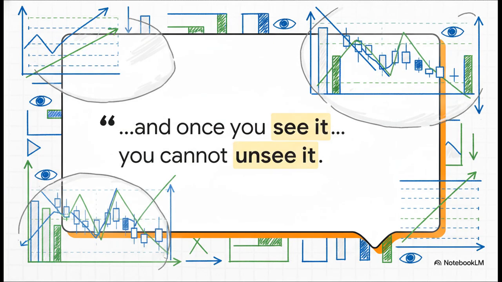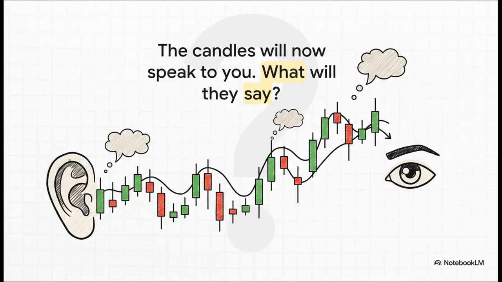And honestly, this is the coolest part. Once you really see market structure, once it clicks, you can't unsee it. It's like a switch flips in your brain, and from that moment on, every chart you look at on any time frame will look completely different. It's a permanent upgrade. The candles themselves are still going to do what they're going to do. The up and down movement doesn't change, but now they'll be speaking to you. Every high, every low, every break of structure is a word and a sentence, telling you a story. The only question is, what's that story going to tell you?